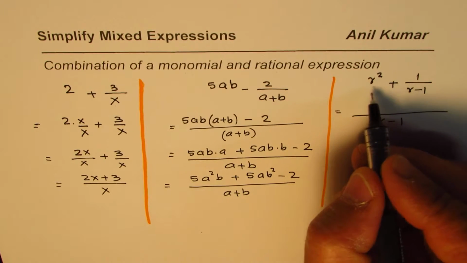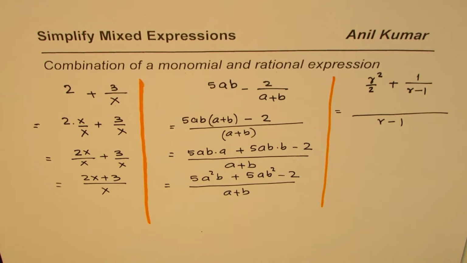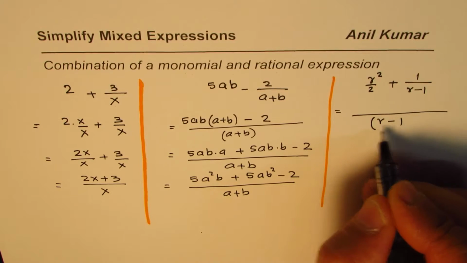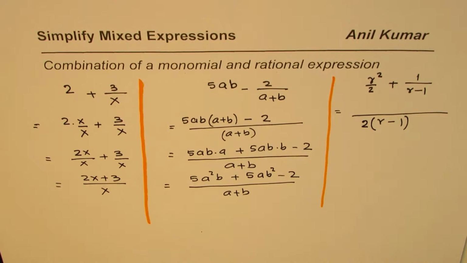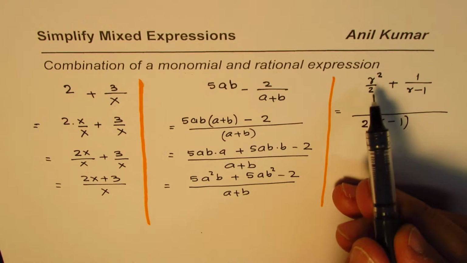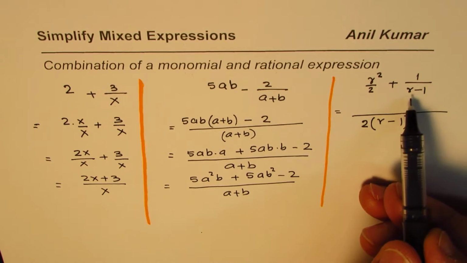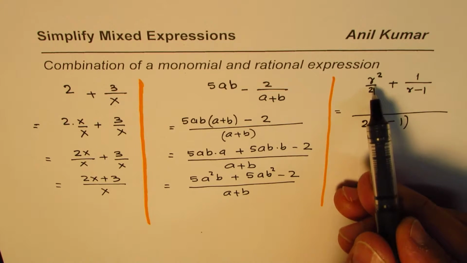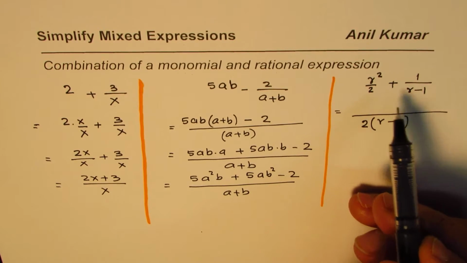What I will do here is kind of make a change. Let me write 2 here. Okay. Now what happens? Scenario has changed. I have 2 here. So I have to take the lowest common denominator, which will be 2 times this. Is that okay? Perfect. So we are working with a combination of r square over 2 plus 1 over r minus 1. This one is still a monomial, right? It has a constant which is half and a variable r to the power of 2. Correct.